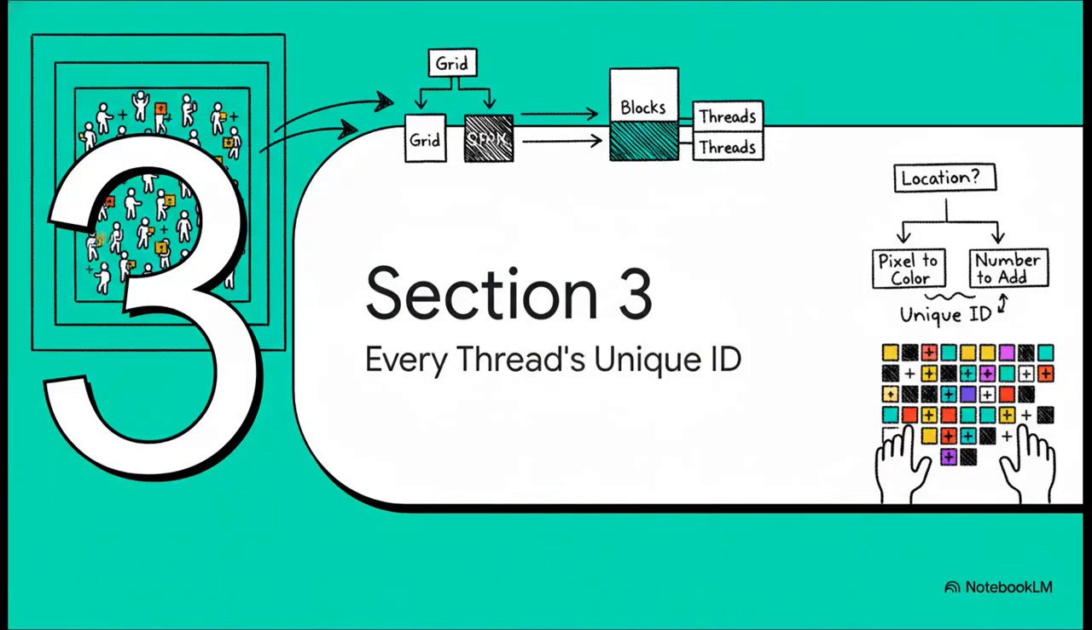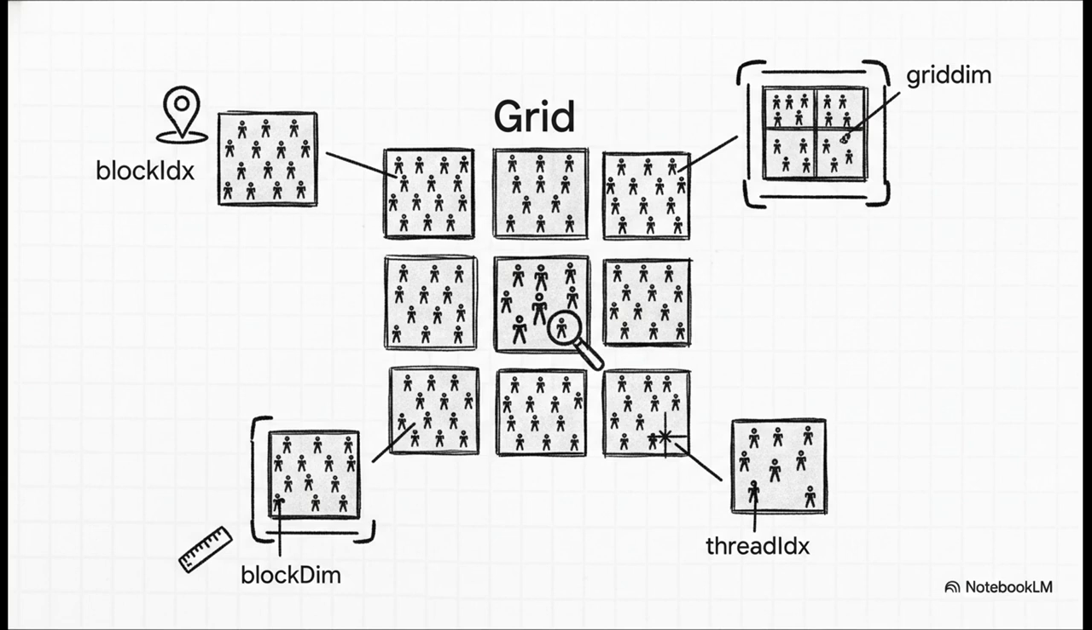So how does that individual soldier in this massive army figure out its specific job? How does it know which pixel to color or which number in an array to process? Well, it all comes down to its location, its address, within that 3-level hierarchy. See, every single thread has access to these built-in variables that work like a personal GPS. blockIdx tells it which battalion it's in. threadIdx tells it its exact position inside that battalion. And then blockDim and gridDim tell it the overall size and shape of the army.